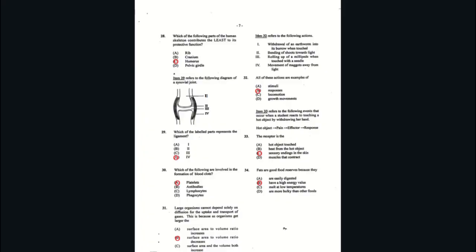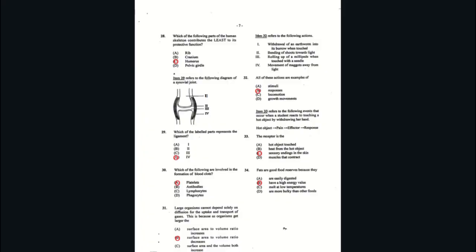Anyways, number 33. It refers to the following events that occur when a student reacts to touching a hot object by withdrawing her hand. So we have hot object, pain, effector, response. The receptor is the sensory endings in the skin, right? That's what the receptor does. Our receptors are sensory organs that bring the impulse into the body to say, hey, this is happening.